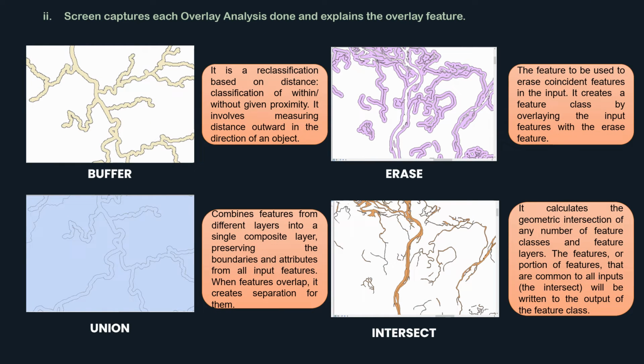Second question. Screen capture each overlay analysis done and explain the overlay feature. For the buffer, it is a reclassification based on distance, classification of within or without a given proximity. It involves measuring distance outward in the direction of an object. For the erase, the feature is used to erase coincident features in the output. It creates a feature class by overlaying the input feature with the erase feature.